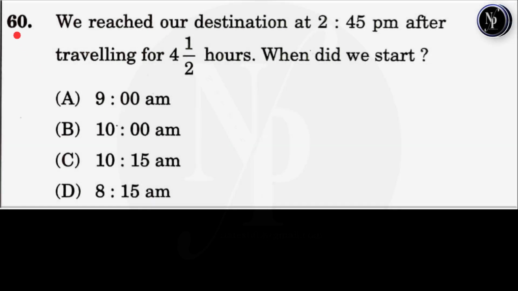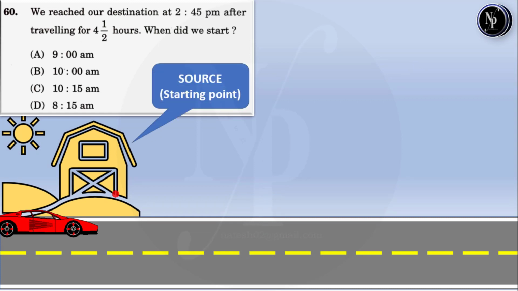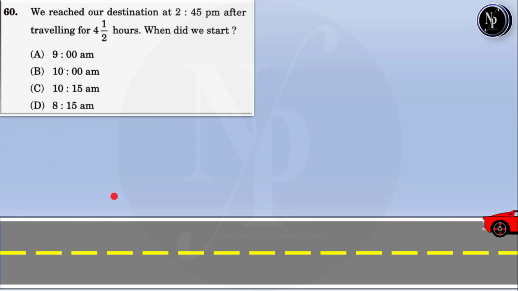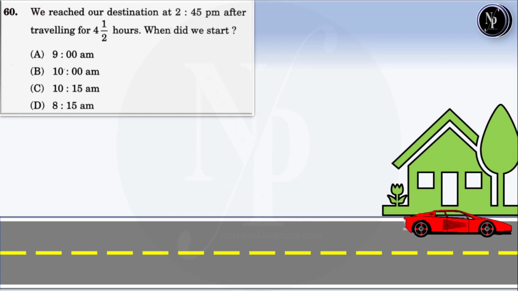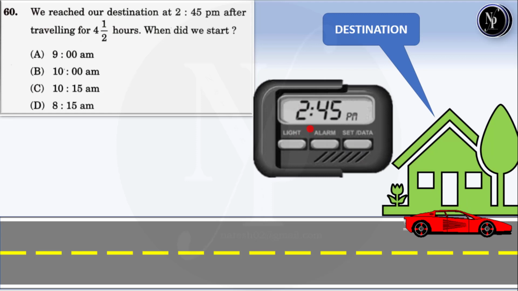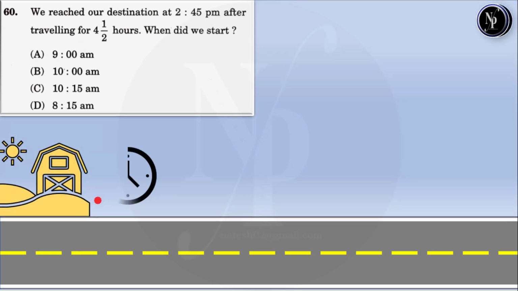question number 60. We reached our destination at 2:45 p.m. after traveling for 4.5 hours. When did we start? So we are on a journey, and we are starting from the source or starting point, and we are traveling for 4.5 hours. And the time when we reach destination is 2:45 p.m. Now we have to find the time when we started our journey.